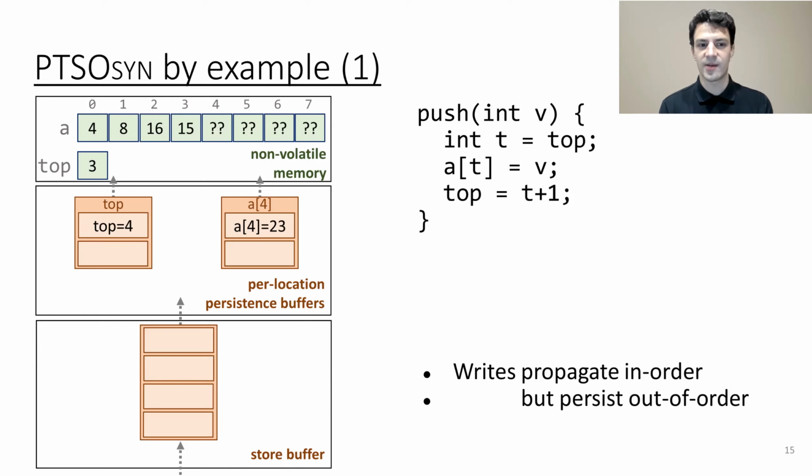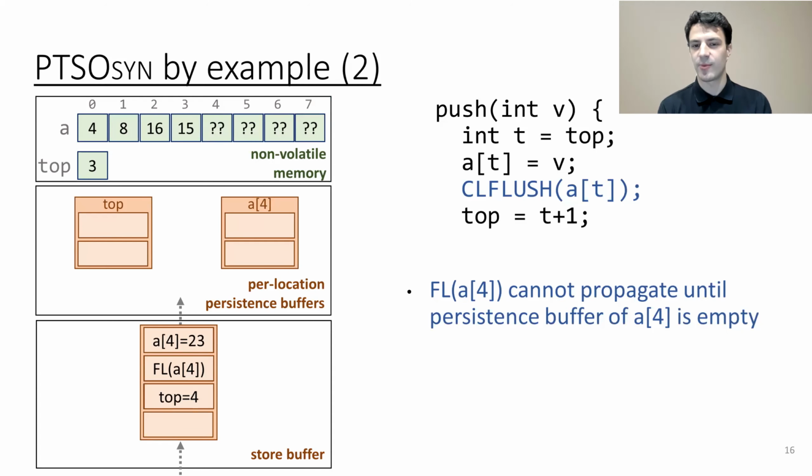These two writes are in different per-location persistence buffers, and they are not related to each other in any way. So persisting either of them is possible at this stage. And that is how the write to the top can go out of the persistence buffer first and possibly invalidate the invariant. Well, let's see what happens once we add the CLFLUSH.